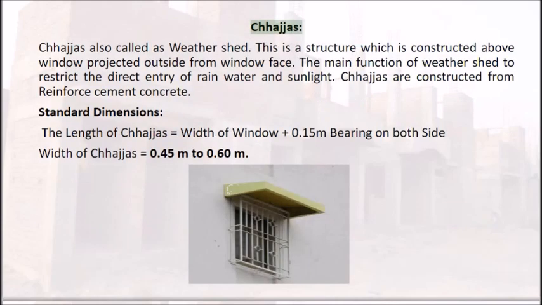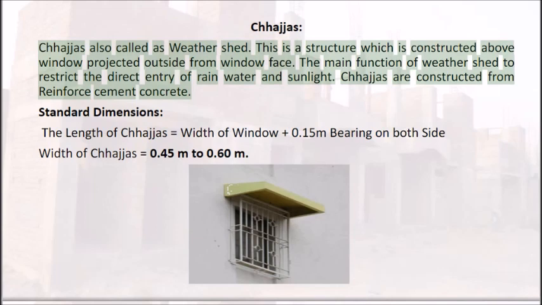Chhajas. Chhajas are also called weather sheds. This is a structure which is constructed above a window, projected outside from the window face. The main function of a weather shed is to restrict the direct entry of rain water and sunlight. Chhajas are constructed from reinforced cement concrete.